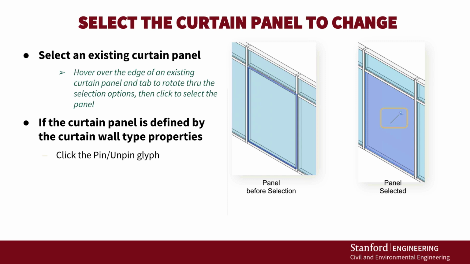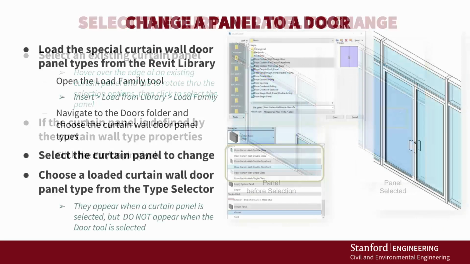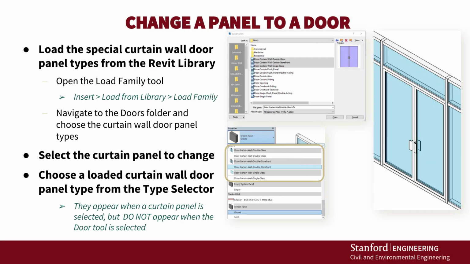When the panel is highlighted, you can click it to select the panel, and the images on the right illustrate those two different states. The left image illustrates a panel that's been highlighted but not yet selected. You can see the blue border around the panel, indicating that it's been highlighted. Then when you click on the panel, the entire panel will turn blue. Now, if the curtain panel is defined by the curtain wall type properties, it'll probably be pinned, and you'll need to click the Pin Unpin glyph in order to liberate it so that you can edit that panel and change its type. Now you're ready to change the curtain panel to one of the other elements.